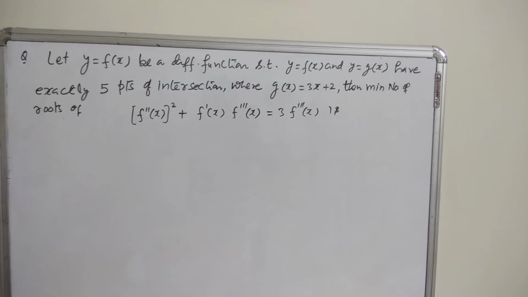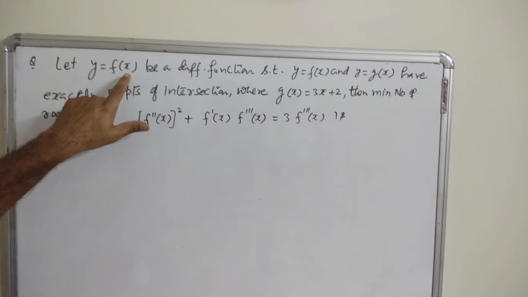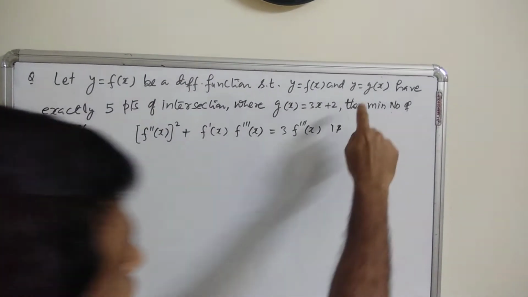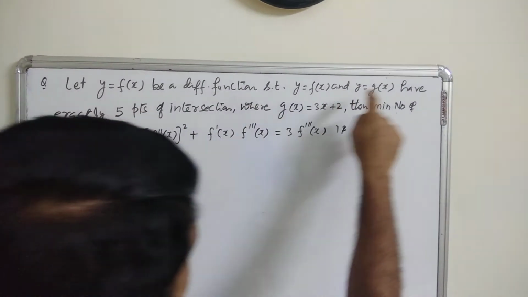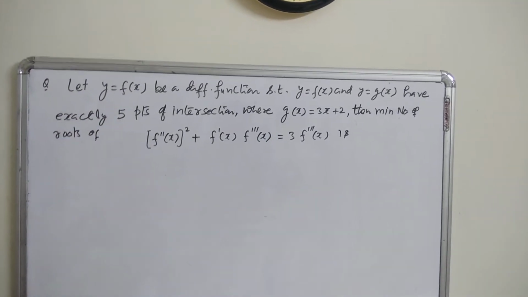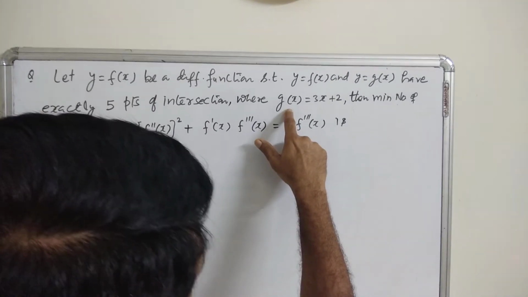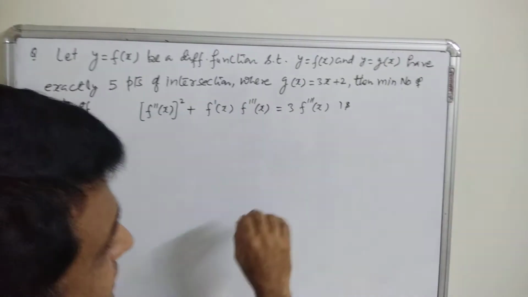So the question that we are solving is, you are given a function y is equal to f of x, and this function is differentiable. Now there is another function y is equal to g of x. The functions y is equal to f of x and y is equal to g of x have exactly 5 points of intersection, right? Further it is given that the function g of x is equal to 3x plus 2. This is given, g of x is given.